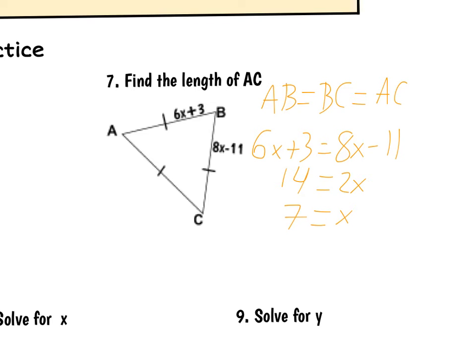Well, x equals 7, which means we can find the length of AC by just solving for either 6x plus 3 or 8x minus 11. Either way, folks, we're going to find out that our AC value is equal to 45 because all of these sides will sum up to 45. Moving right along.